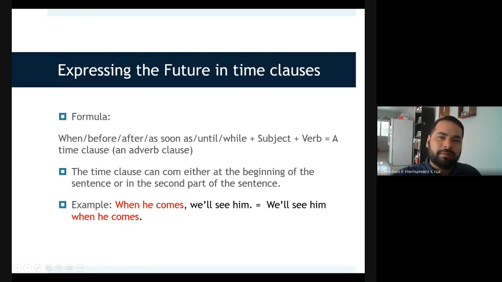So there is something called time clauses. These are basically words that tell you when it's going to be. So when, before, after, as soon as, until, while. Any of these plus the subject plus the verb equals a time clause, which is basically an adverb clause. We'll discuss this specific parenthesis a little bit later in the class. Let's not get too confused with this.